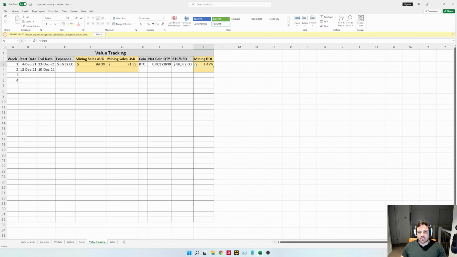So the idea here is to track how much coin am I getting, what is that coin worth at that specific point in time, and then that will obviously be a certain value put against the total expenses that I have at that point in time. That will give you an idea of how far you are from breaking even at the end of the day. So it's really not rocket science.